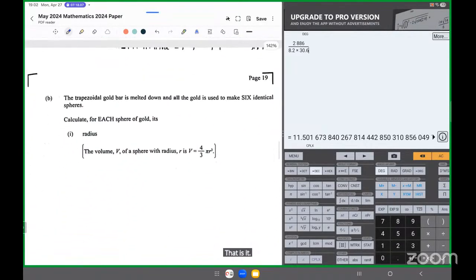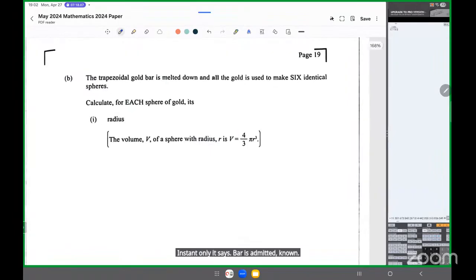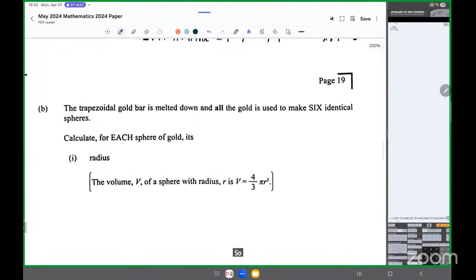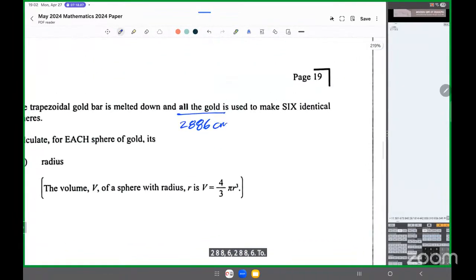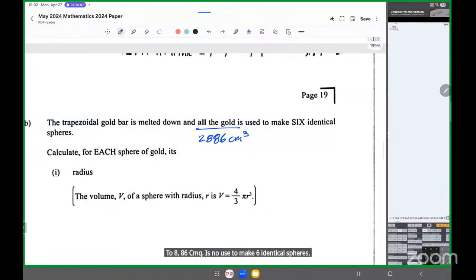Next question down here. It says the trapezoidal bar is melted down and all the gold is used to make 6 identical spheres. So all the gold is the same volume, 2886 cm cubed, which is now used to make 6 identical spheres. So the total volume of the 6 spheres equals this.